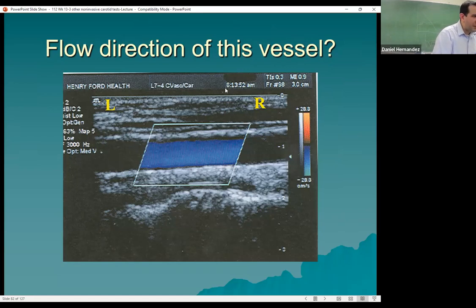Does it say which vessel this is? Flow direction of this vessel. So this looks like CCA. So is this antegrade or retrograde?